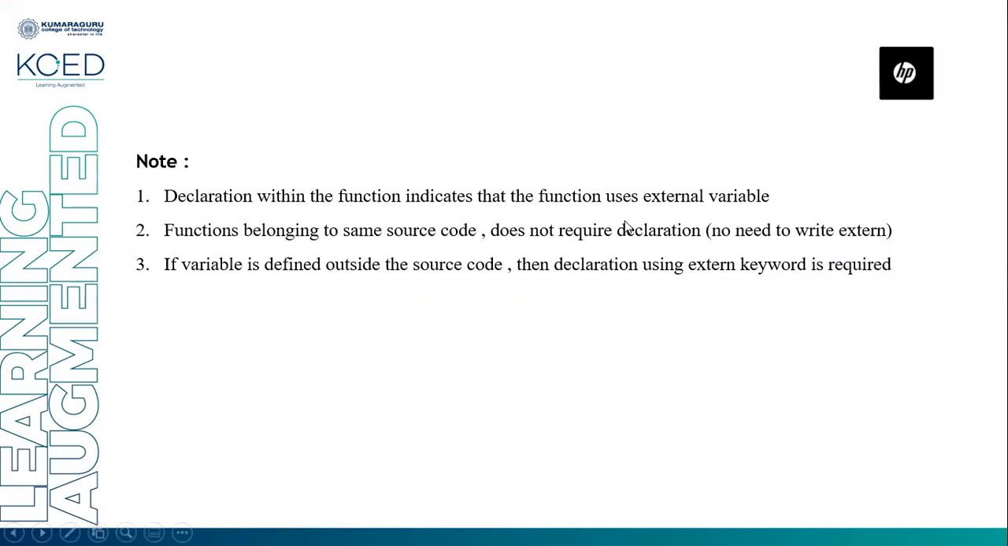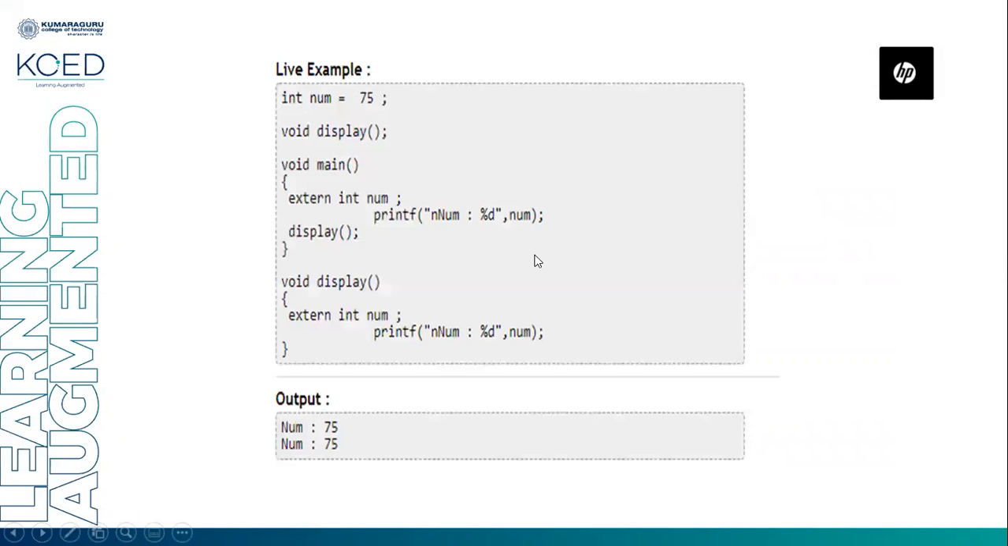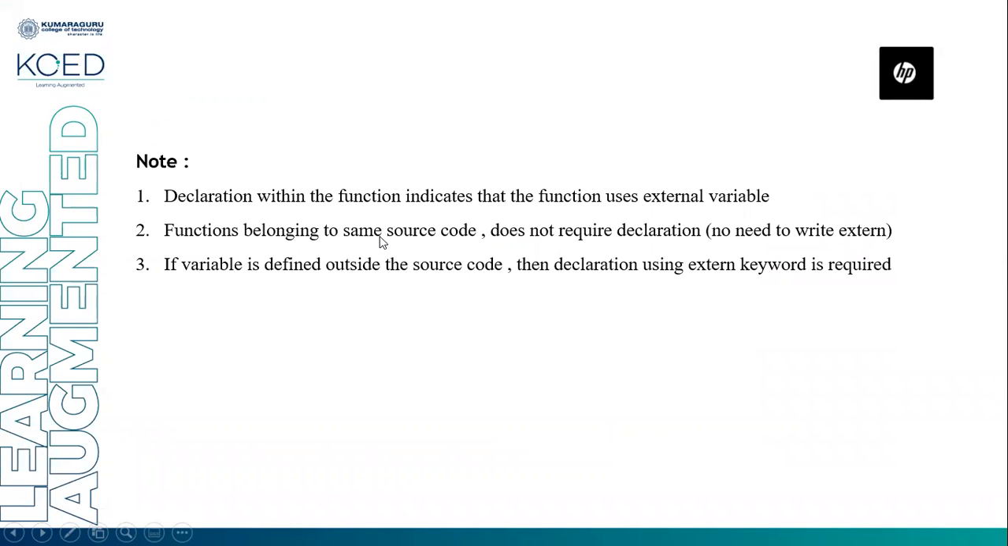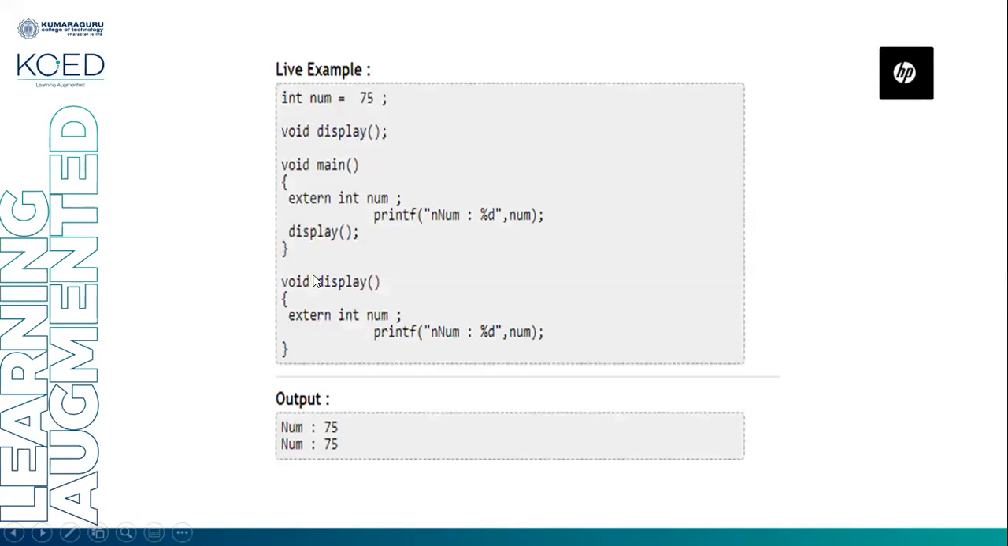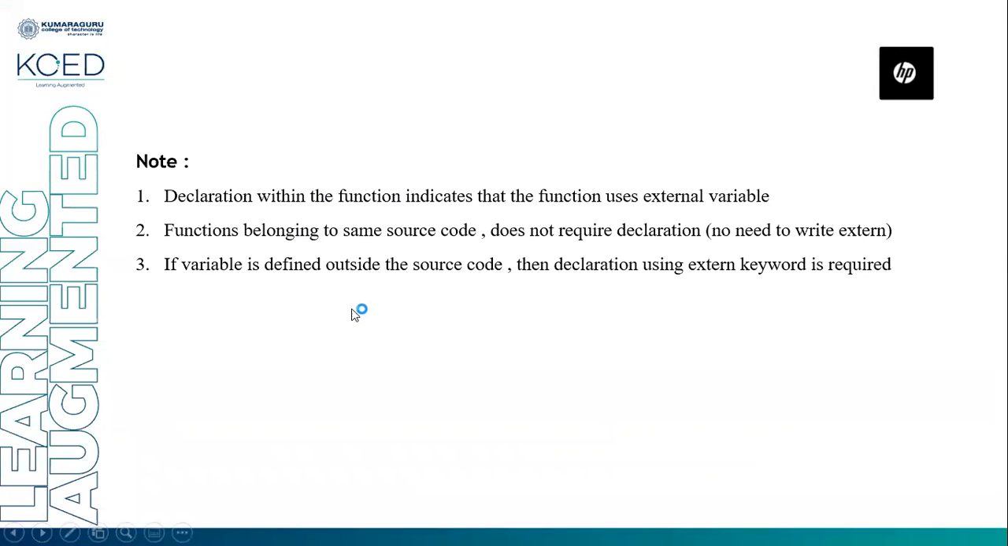A declaration within the function indicates the function uses an external variable. The declaration that you are using mentions you are using an external variable. A function belonging to the same source code does not require a declaration. No need to write extern in the same program. Just to say, for example, we are using it here.